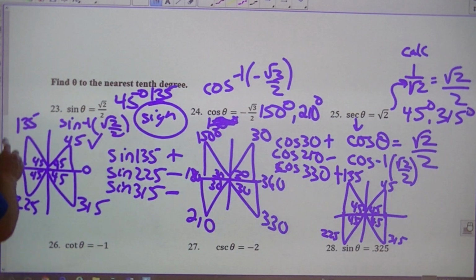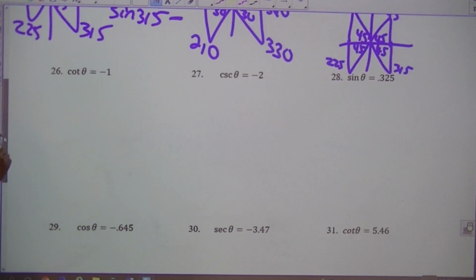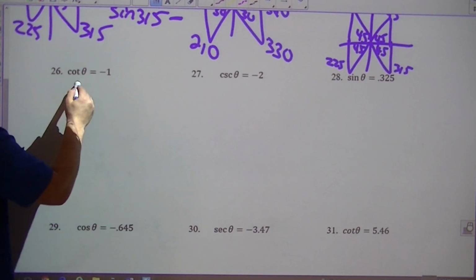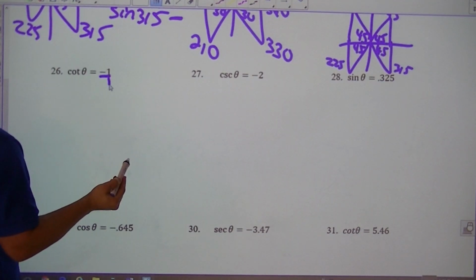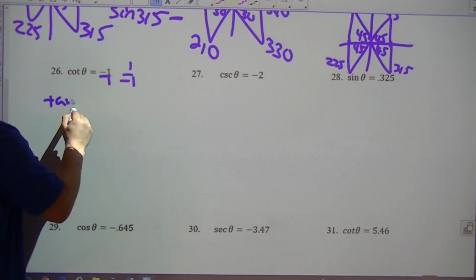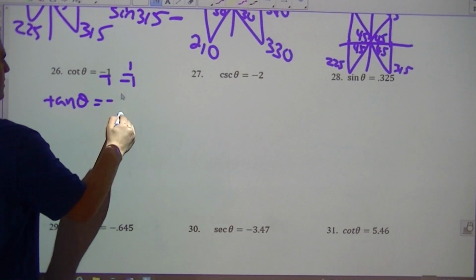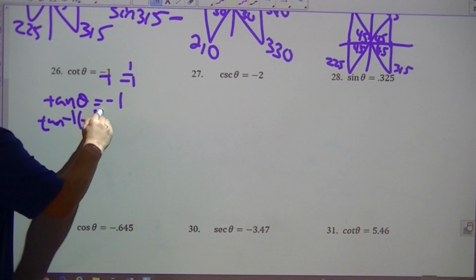All right, moving on here. I think I've got about 6 problems to go. Cotangent. So what I want to do is turn that, which would normally be 1 over 1, into 1 over negative 1. So what I've got is tangent of theta, and if I reduce that, it's going to be very simple. Then I'm just going to do tan inverse of negative 1.